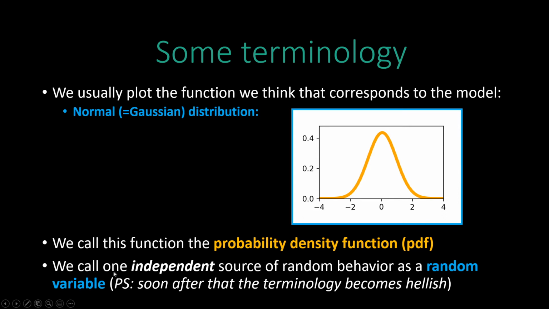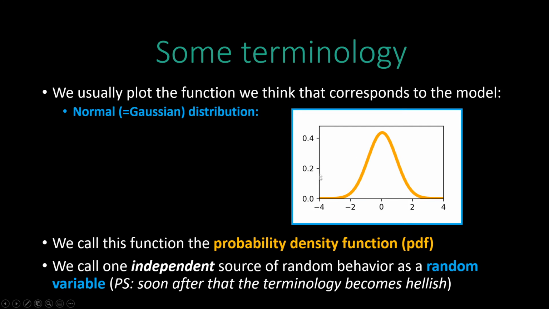We were also talking about measuring some event or some behavior happening in the real world, and if this is an independent source of random behavior, we call it a random variable. Soon after this, there is a lot more terminology which becomes really hellish. For example, independent source: how can you be sure that anything in nature is actually independent from other things that you could be measuring? That's what you have to care about, and we will not right now. But yes, there is a lot of stuff hidden there as well.